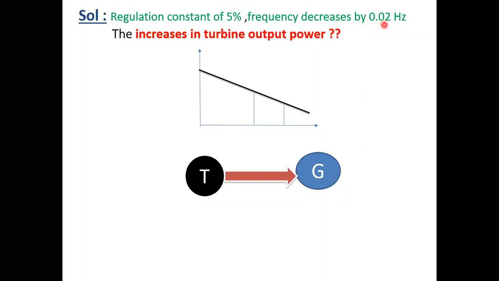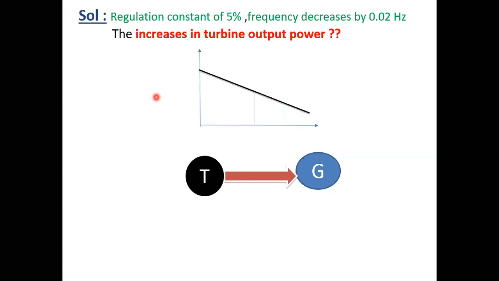But practically we need to maintain frequency at 50 hertz. So in order to maintain frequency at 50 hertz, again we need to increase the speed. How can we increase the speed? By increasing the output from the turbine. That is what they're asking. Once frequency decreases by 0.02 hertz, how much power do we need to increase on the turbine side? And one more given data is regulation constant equals 5%. Already I told you that when we are talking about a turbine generator set, this regulation can be considered as frequency regulation, meaning frequency change equals 5%.